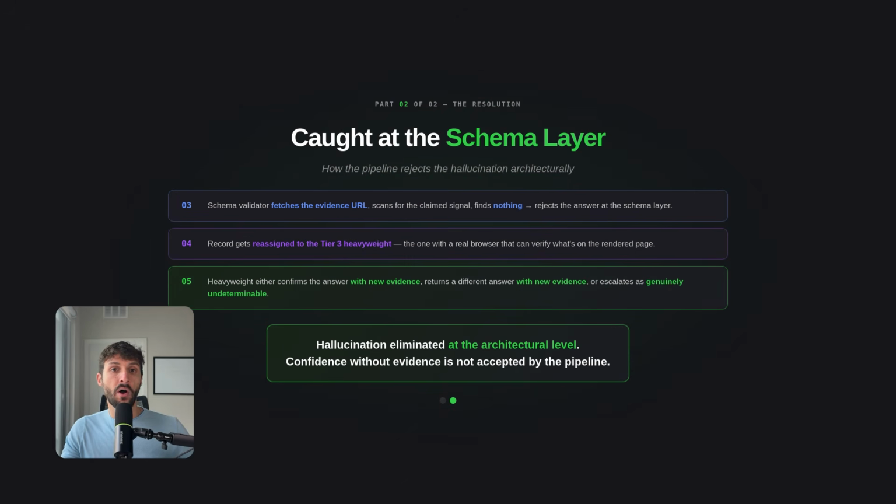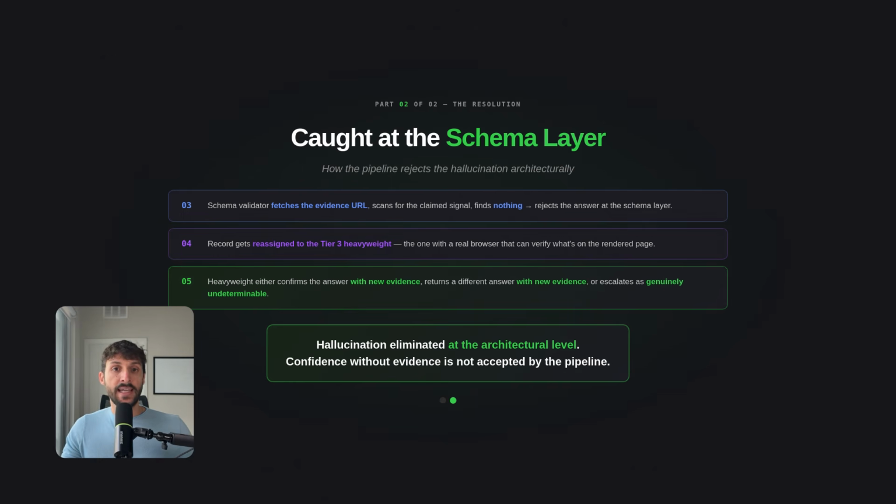In this pipeline, the wrong answer is rejected. The schema validator looks at the evidence URL, fetches it, scans for the claim signal, and finds nothing. The record gets reassigned to the heavyweight agent, the one with the real browser, which can actually verify what's on the rendered page. The heavyweight either confirms the answer with new evidence or returns a different answer with new evidence or escalates the record as genuinely undeterminable. This eliminates hallucination at the architectural level.